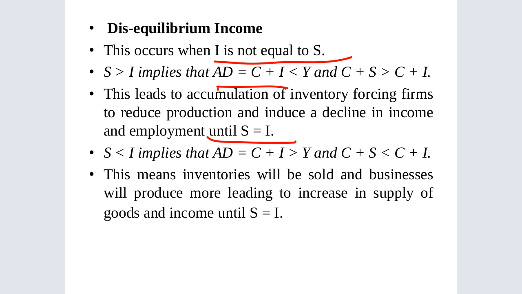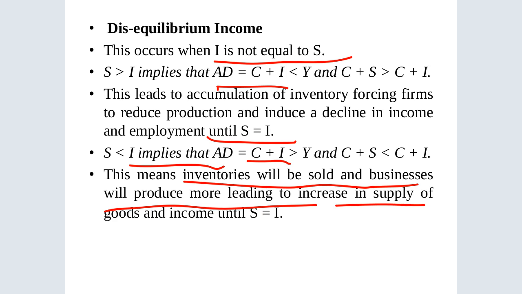So if savings are less than investment, it implies that the aggregate demand, consumption plus investment, is greater than Y. And therefore, consumption plus savings is less than consumption plus investment. This means that inventories will be sold and businesses will produce more, leading to more supply of goods until savings equals investment.